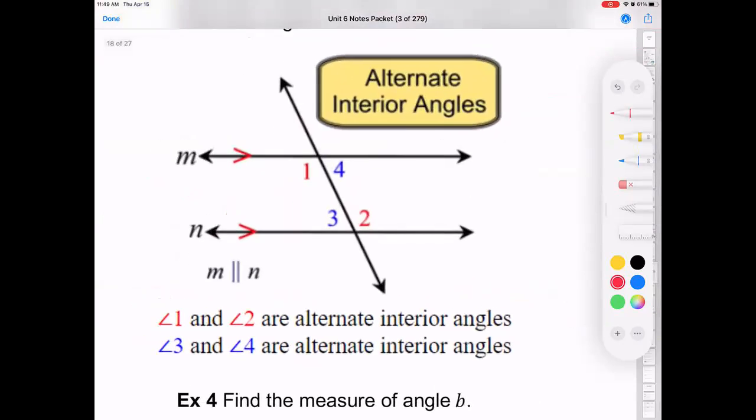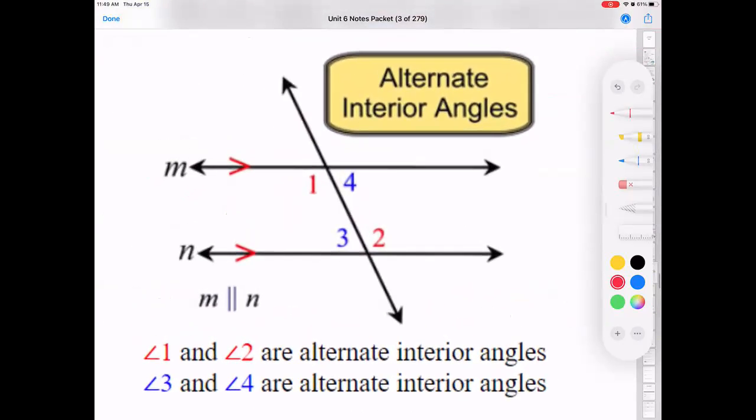Here's a prime example of alternate interiors. See how we have angles 1 and 2? Notice how those are on opposite sides of our transversal, our line. They're not on the same side. They're on opposite sides. And they're also on the inside of those parallel lines, being the interior. As a result, anytime you have alternate interior angles, those will always be the same angle measure.